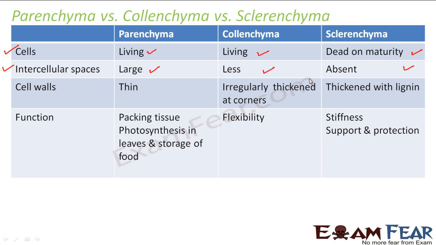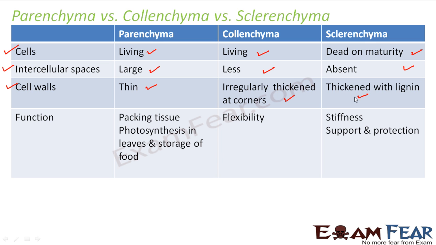The same thing happens here. In parenchyma, we have a lot of intercellular spaces. That is why it is not that stiff and hard. But in sclerenchyma, there are no intercellular spaces at all, and that is why they are compact, hard and rigid. Correct? Okay, now let us look at the cell wall. In parenchyma, it is thin. In collenchyma, it is irregularly thickened at corners, and in sclerenchyma, it is thickened with lignin. Here also the thickness is increasing, because the greater the thickness of the cell wall, the more rigid or hard the tissue is.